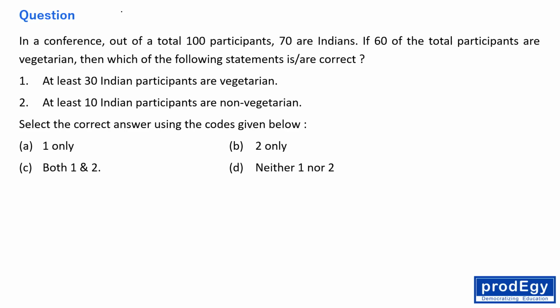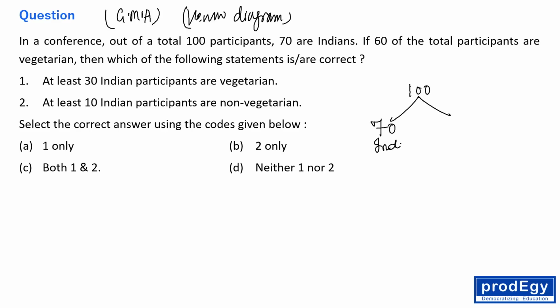The question says, in a conference out of total 100 participants. See everyone, this question belongs to GMA, or you can say it belongs to Venn diagram. In a conference out of total 100 participants, 70 are Indians and 30 are non-Indians. If 60 of the total participants are vegetarian, okay, fine.